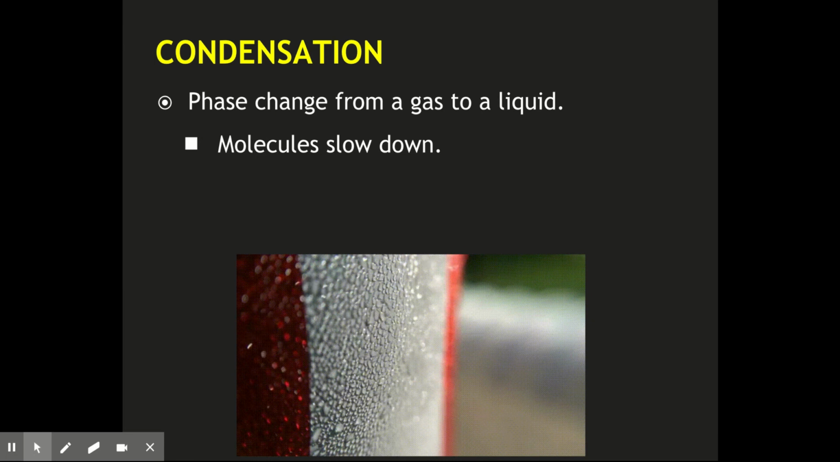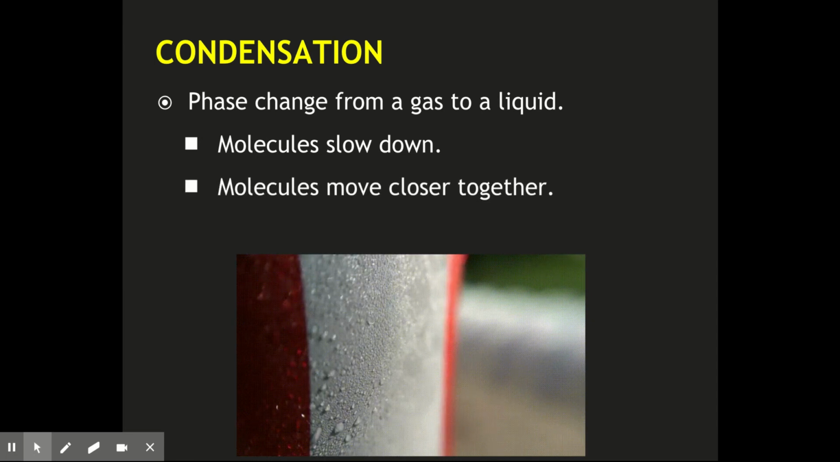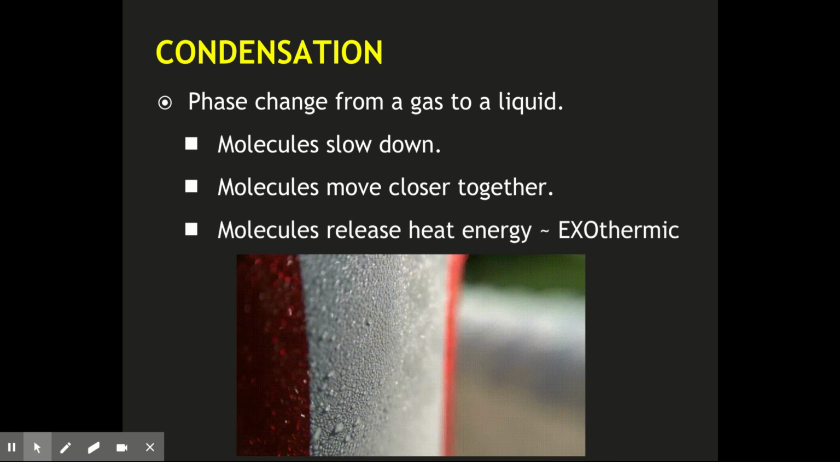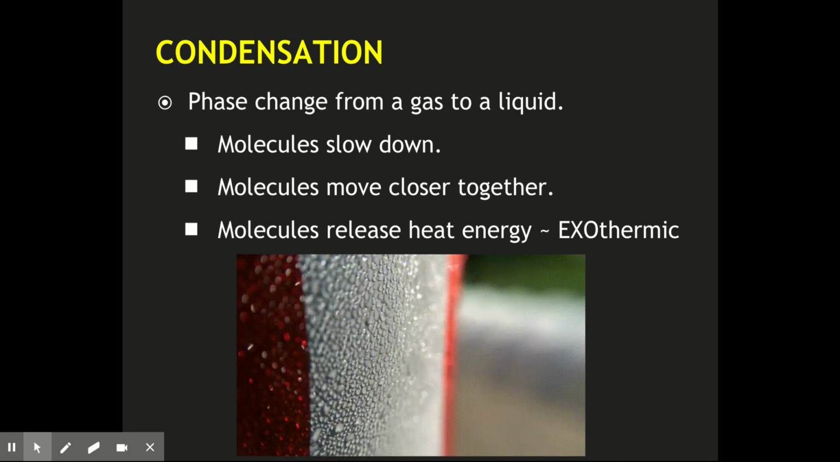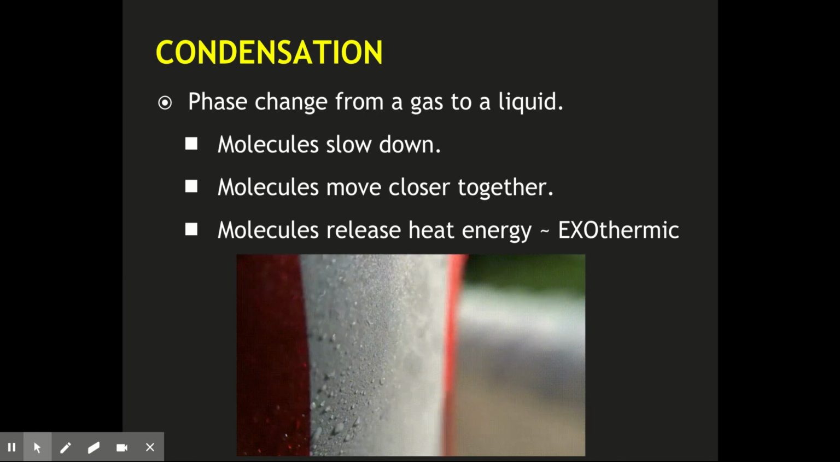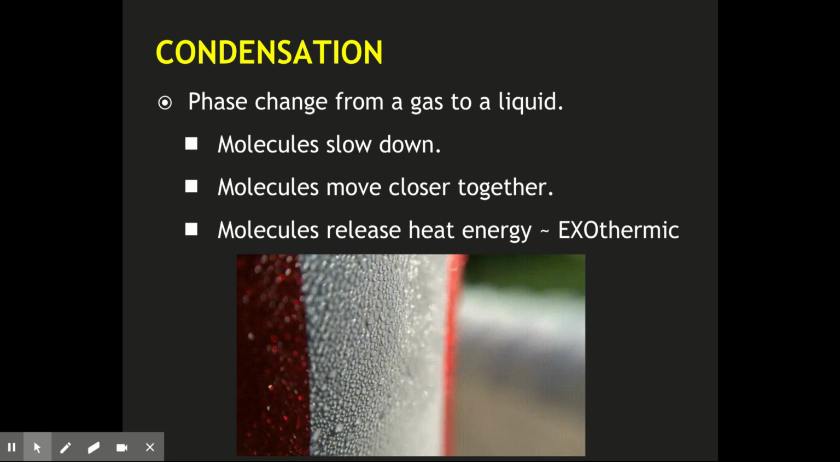So the phase changes from a gas to a liquid. The molecules slow way down. The molecules move closer together and they release heat energy. Again, they release it to the outside, so that's exothermic. Okay, so the cold from the can turns the gas outside the can to a liquid. And if the condensation is high enough, you're going to see the liquid dripping down the side of the can.